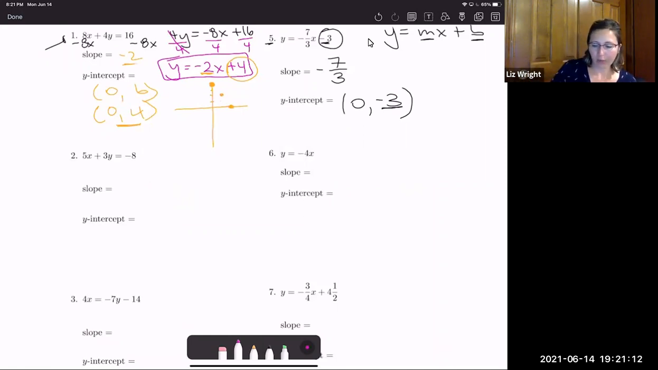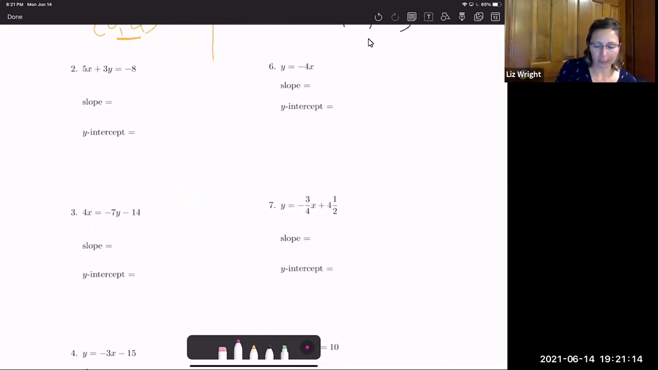All right, number 2, again, is one that we're going to have to change into or solve for y first. We have to change this into slope-intercept form. So let's subtract our 5x first. And we're going to get 3y equals negative 5x minus 8. Now what? We should divide everything by 3. Let's divide this by 3, this by 3, and this by 3. So then we're going to get y equals negative 5/3 x minus 8/3.